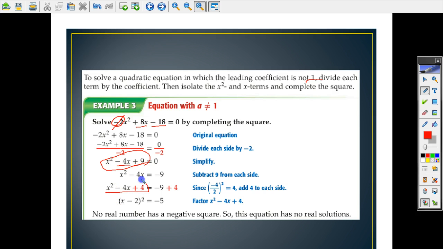Now you can rewrite this as x minus 2 squared, and this is now negative 5. So you see here, if it's negative 5, you can't square something and get a negative number. For this equation, no real number has a negative square. So this equation has no real solutions. There's no such thing as squaring something and getting a negative number. So this one has no solutions.